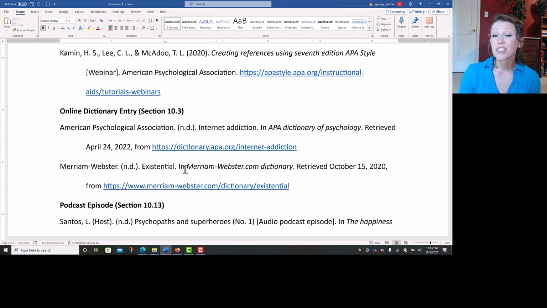Next thing, most dictionary definitions do not have dates. If they give you a date, that's great, put the date in there, but most of them are not going to give you a date, but you can't skip a date element. APA says no, no, no to skipping dates. So if you don't have a date, you put parentheses and in it, n period, d period. That stands for no date. It's also lowercase, not capital letters. That's in parentheses, and then you put a period to mark the end of the date element.